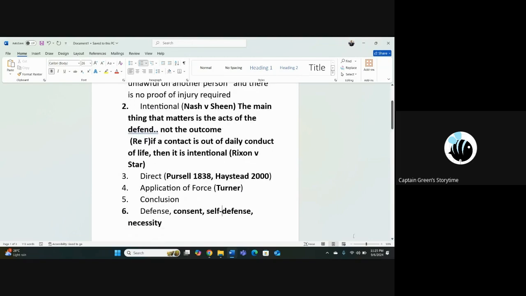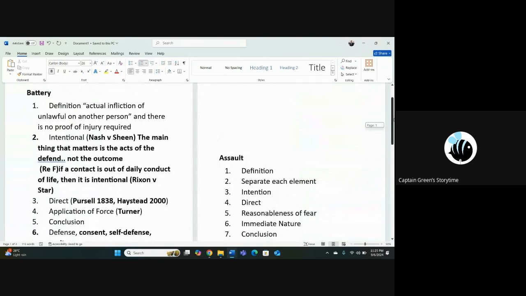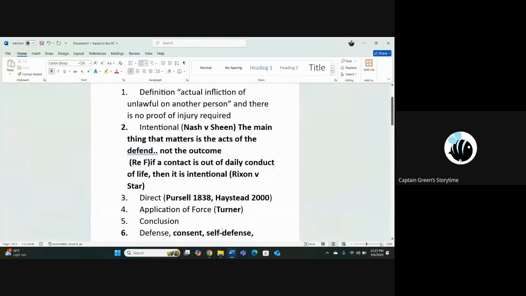So we studied this, and regarding the elements of battery, first of all, write the definition. Secondly, write whether it was intentional or not, use the case of Nash and Sheen, use the case of REF, and use the case of Frickson to prove whether it was intentional or not. Then after satisfying the element of directness, using the case of Purcell 1838 and Hested, you can state that sometimes, by looking at the situations or the facts, indirect contact can fulfill the requirement of direct contact. Then applying force, use the Turner case, then conclusion, and apply the defenses.